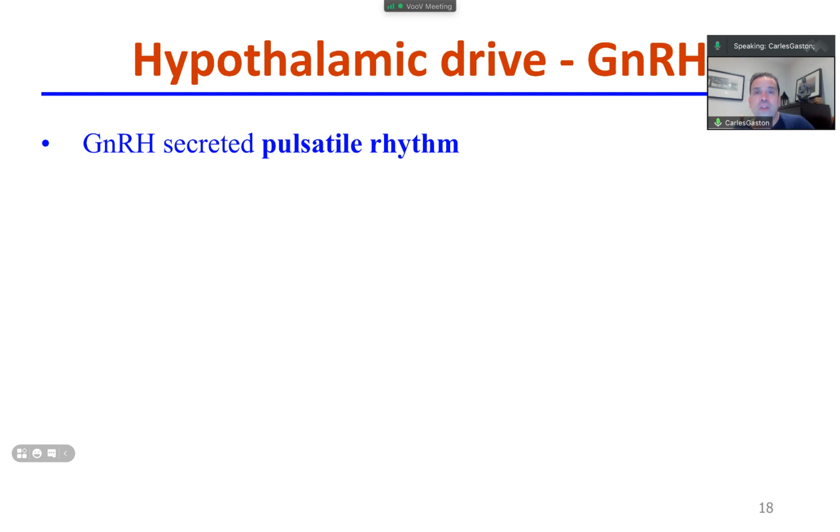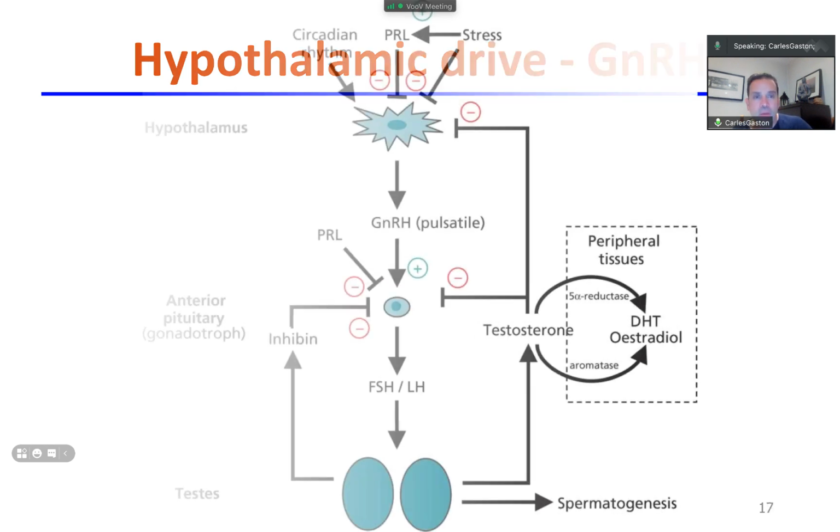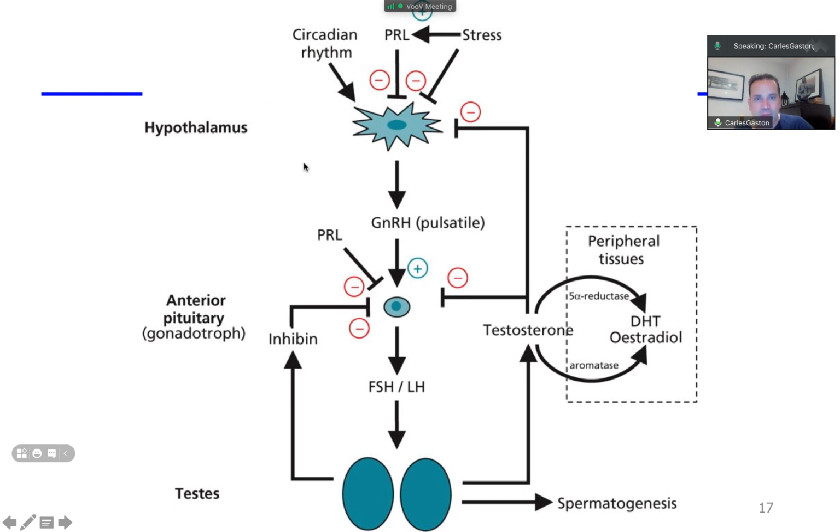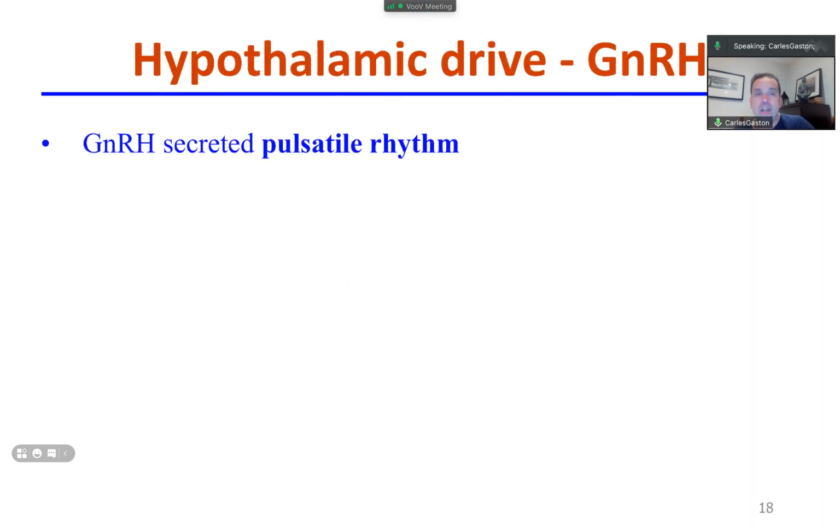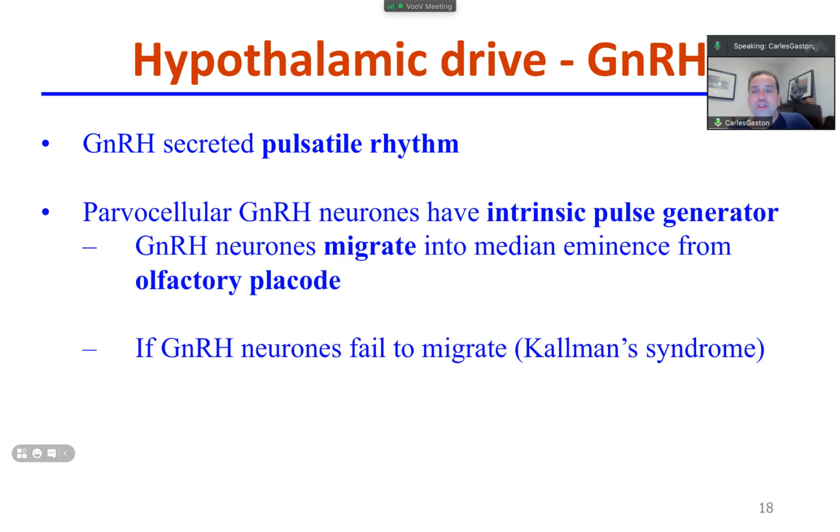So if we start from the hypothalamus, from the way up here, okay, from the GnRH, we did study this at the beginning of the lectures, but we're going to go over it again. So the hypothalamic drive is the release of gonadotrophin releasing hormone. Okay, gonadotrophin releasing hormone is secreted in a pulsatile rhythm manner. And it's produced by the parvocellular GnRH neurons and have intrinsic pulse generation.